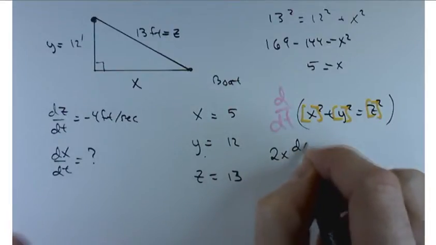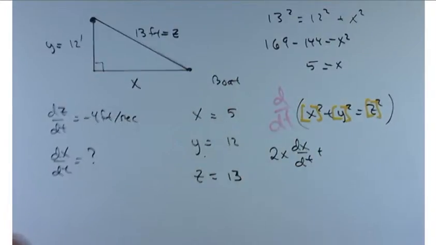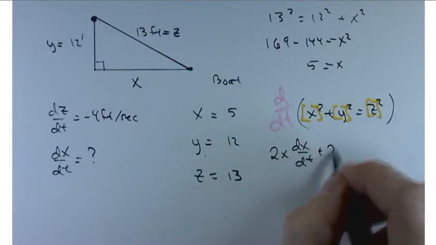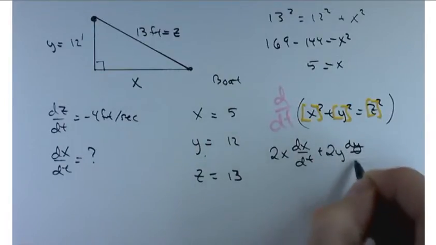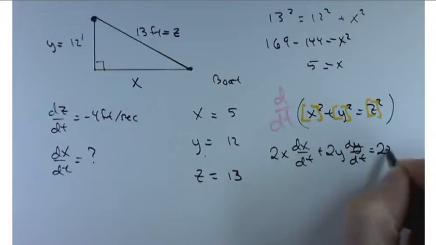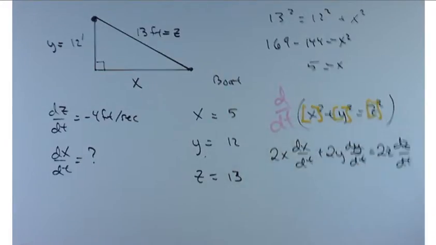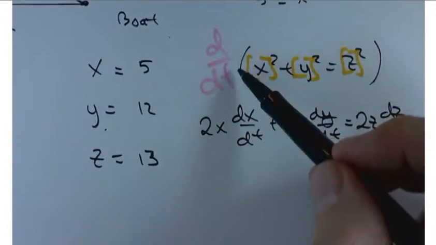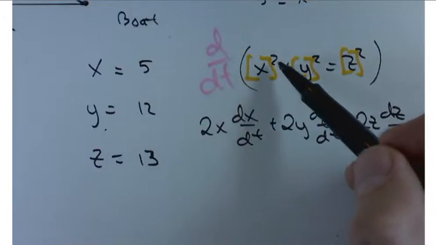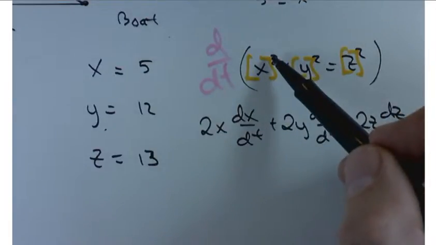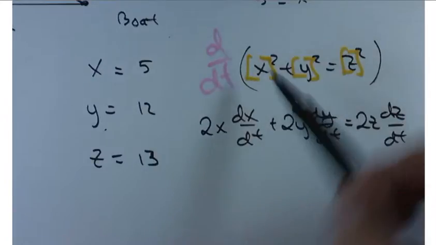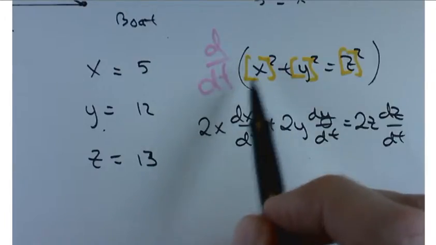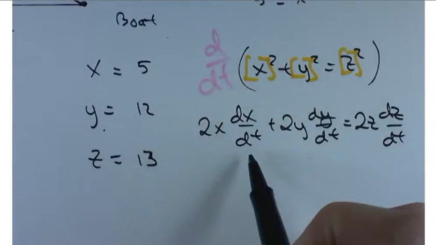Good. 2x dx by dt. And then so on. After that, 2y dy by dt. And 2z dz by dt. So you're applying the chain rule as you differentiate each of these. Derivative of the outside, that's just like a regular polynomial term. Take the exponent down, subtract 1 from the exponent, times the derivative of the inside. Since you're differentiating with respect to t, you don't get a 1 here, you get a dx by dt.